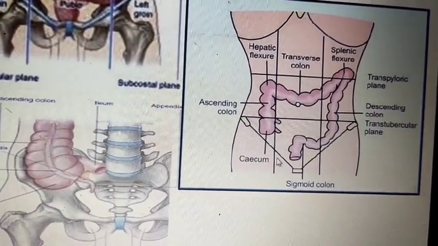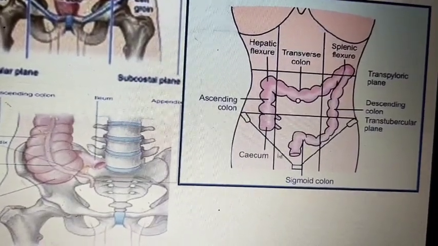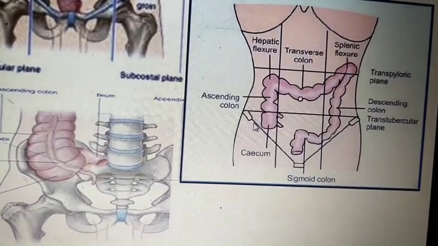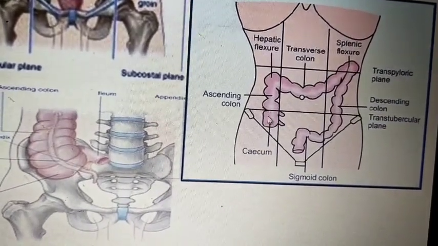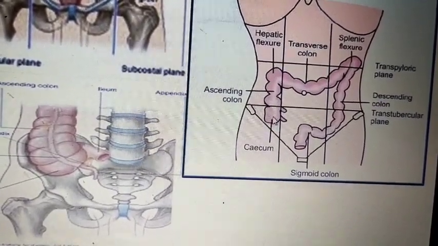This is the inguinal ligament. This is the midpoint of the inguinal ligament. This is the medial side, and this is the lateral side, the lateral half of the inguinal ligament. Just above that you can see the cecum. The cecum is present in the right iliac fossa.